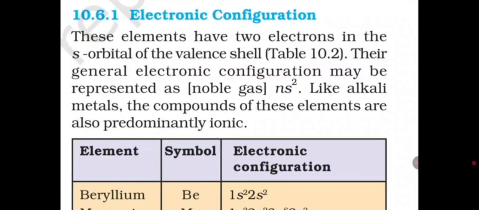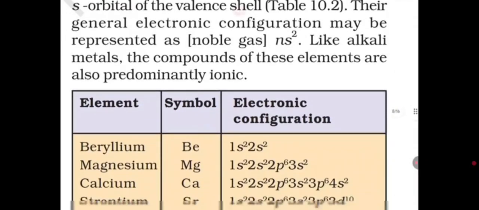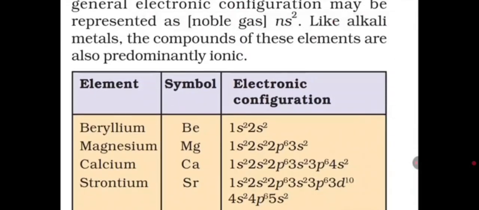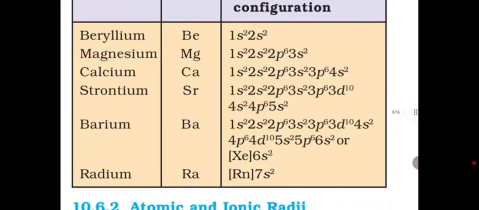Next, we have electronic configuration. These elements have 2 electrons in the s orbital of the valence shell. The general electronic configuration may be represented as [noble gas] ns2. Like alkali metals, the compounds of these elements are also predominantly ionic. If we talk about the element beryllium, the symbol is Be, electronic configuration is 1s2, 2s2.